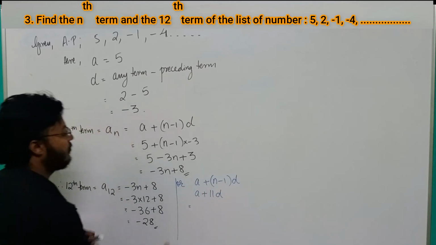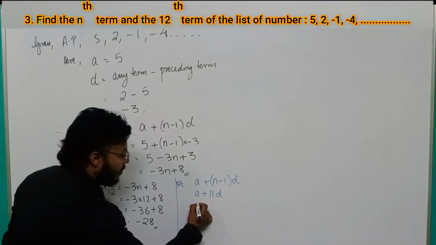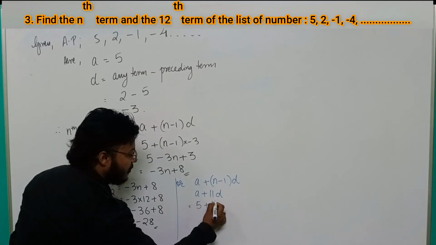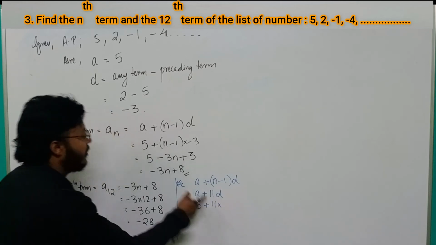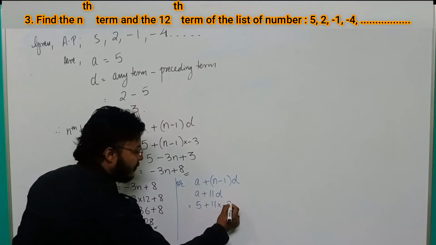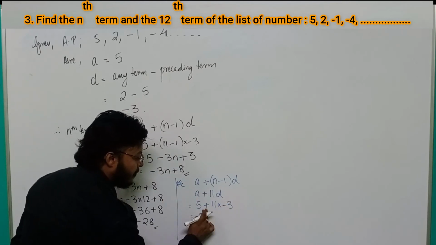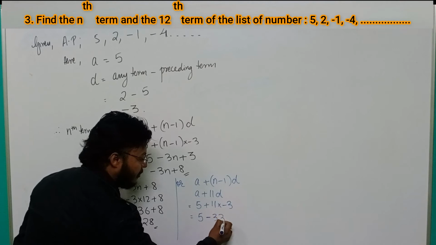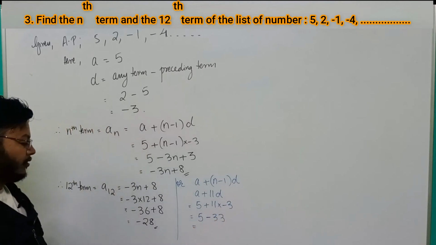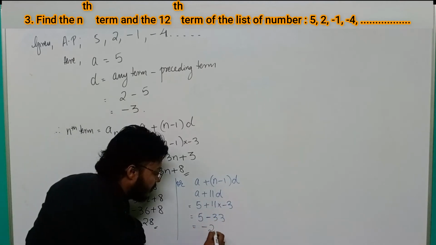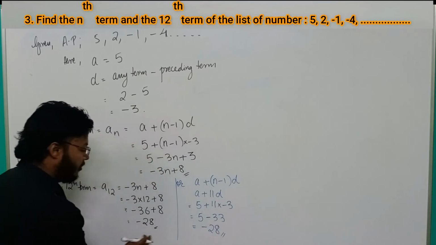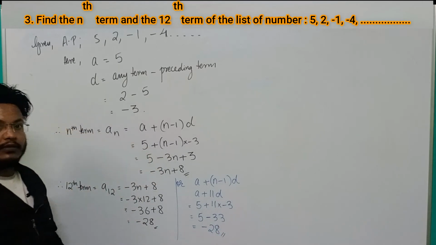Now we will put the values. What is the value of a? a is my 5, plus 11 d. What is the value of d? d is my minus 3. So it's 5 plus 11 into minus 3, which is minus 33. So if I do this, how much will I get? I'll get minus 28. So you can see in both cases we got the same answer.